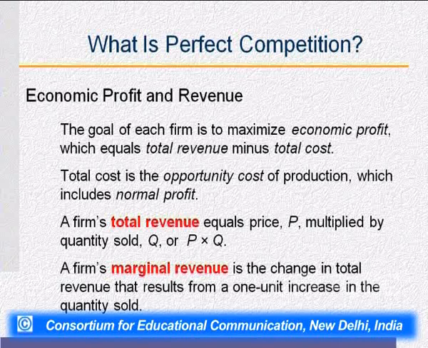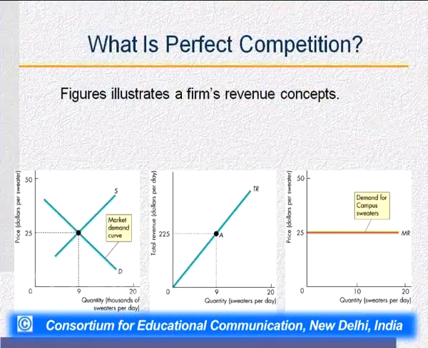So a firm's marginal revenue is the change, because what is the meaning of marginal? When an additional unit comes, it results from a one unit increase in the quantity sold. So what is the impact? It fluctuates, either upward or downward, normally downward. So this is called marginal revenue.